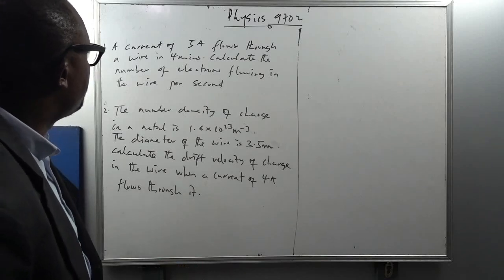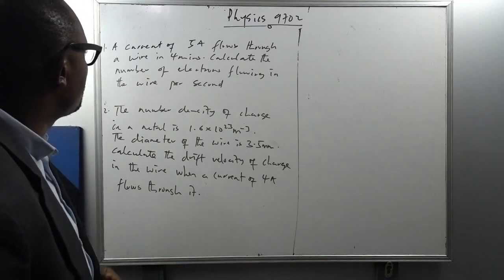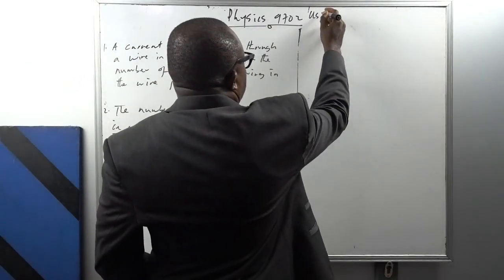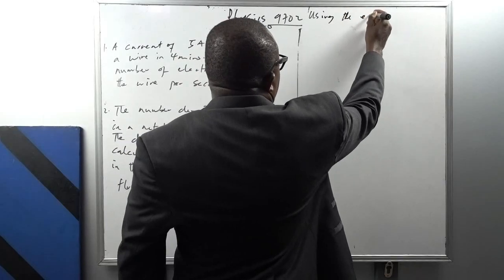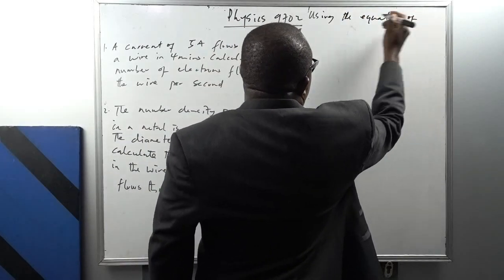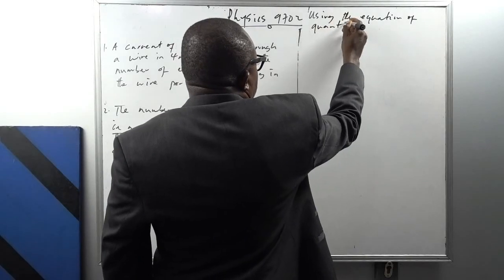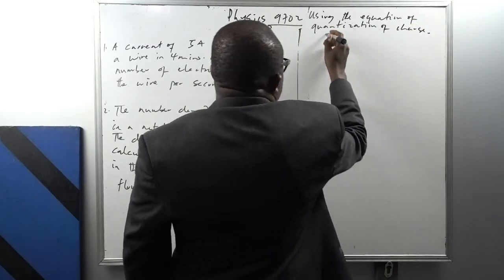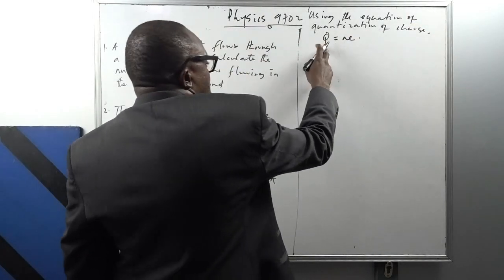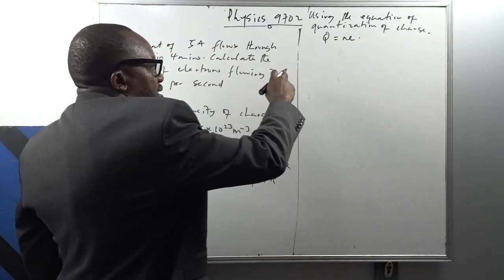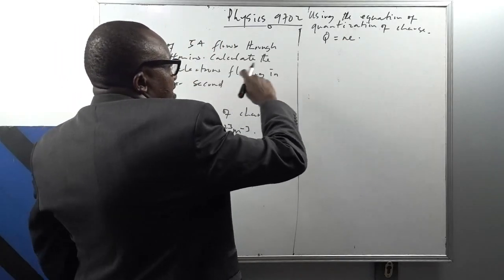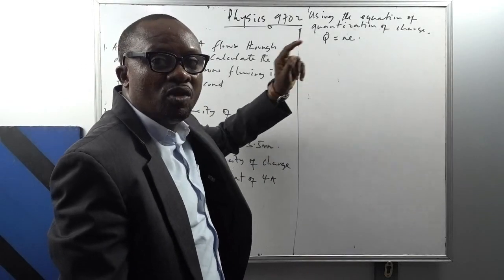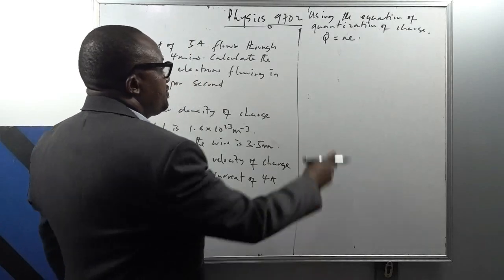Okay, so from the equation of the quantization of charge, Q is equal to NE. Q represents charge, N represents number, E is the elementary charge. This question is not asking us about the number of charge in the wire, it's the number of charge per second.